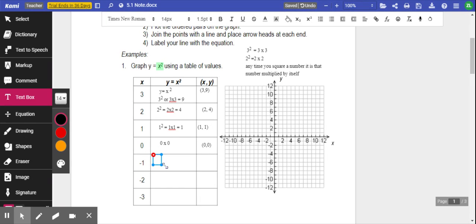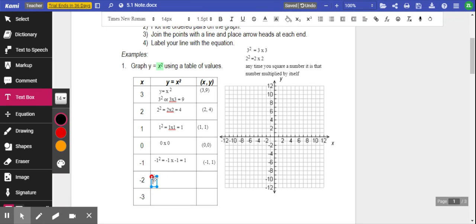Now this is a part that might confuse some people. If we have negative 1 squared, the reason why I like to write it out as that number multiplied by itself is that if we multiply negative 1 and negative 1, those two negative numbers equal a positive, giving us 1. So the x value would be negative 1, as we see in the left-hand column, and the y value being 1.